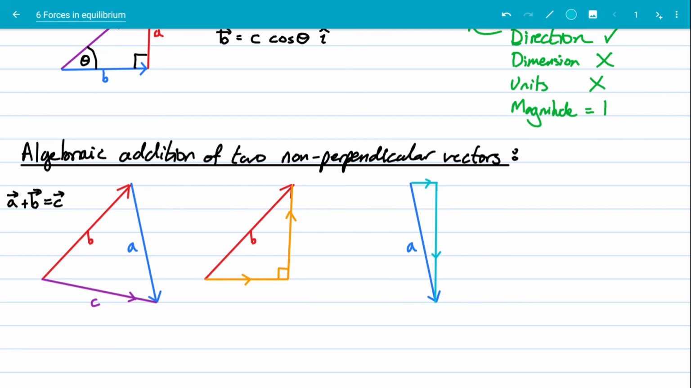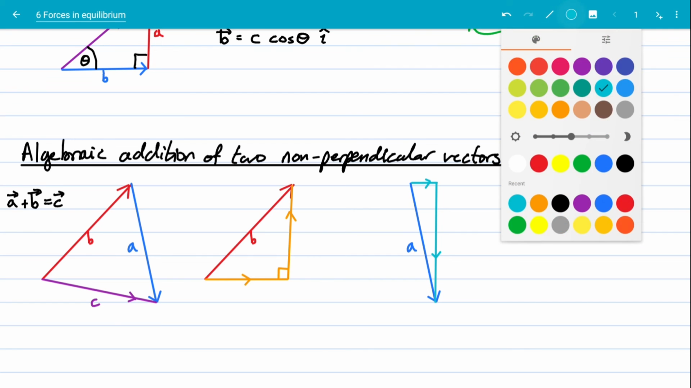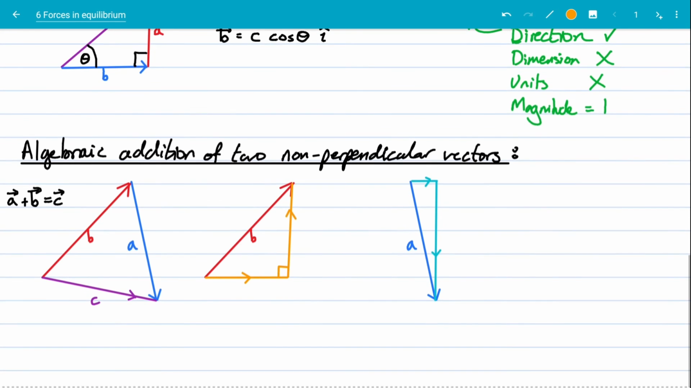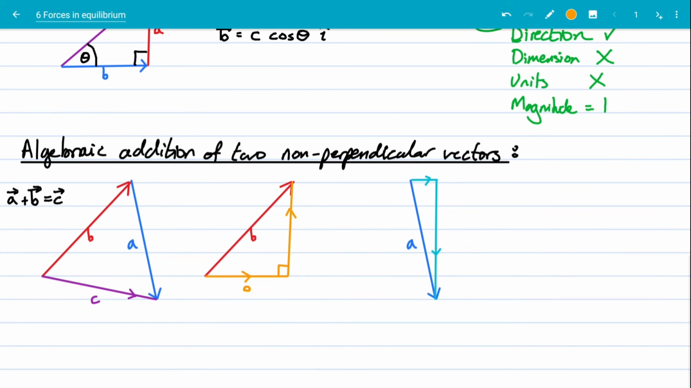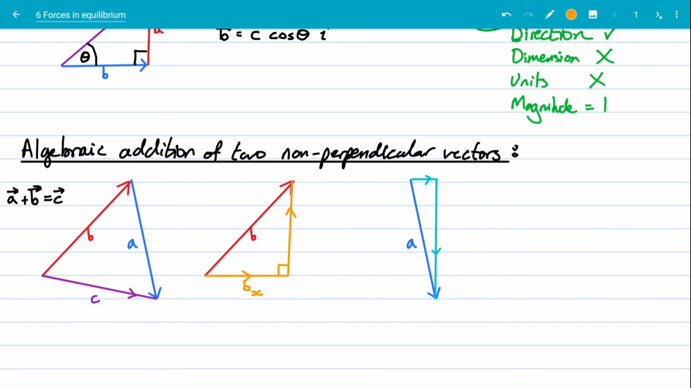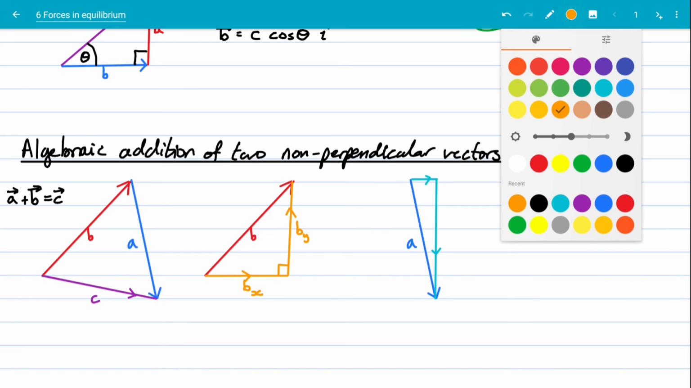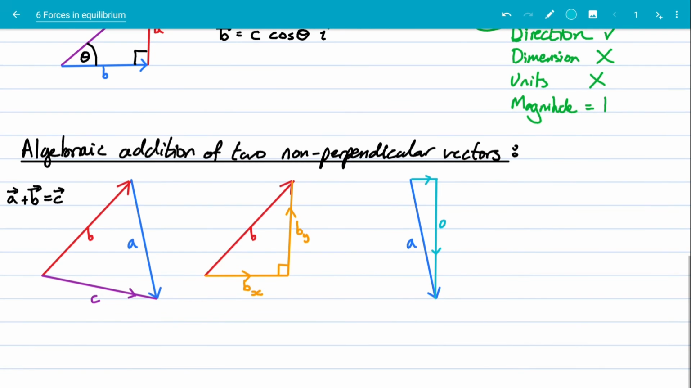We've actually now got four components, and I can label them. I'm just going to use orange to label those components of B. Let's call this one B horizontal, so we could call that BX. And let's call this one B vertical, so we could call it BY. And we can do the same thing over here. This is AY, and this is AX.